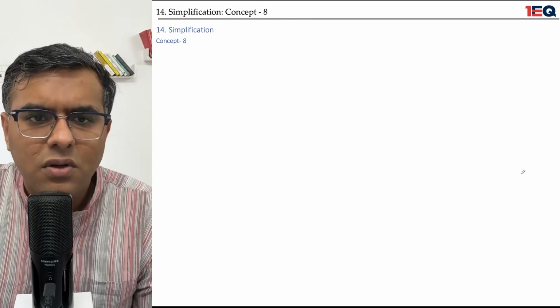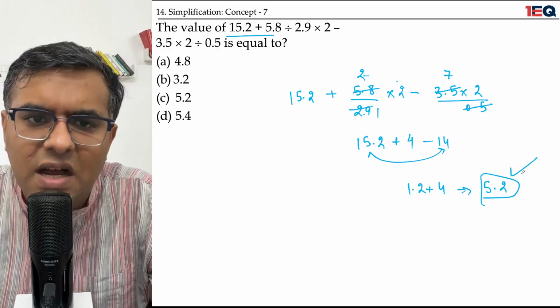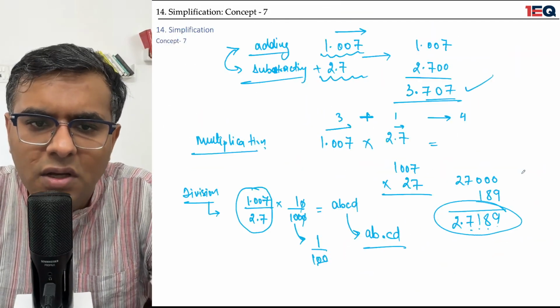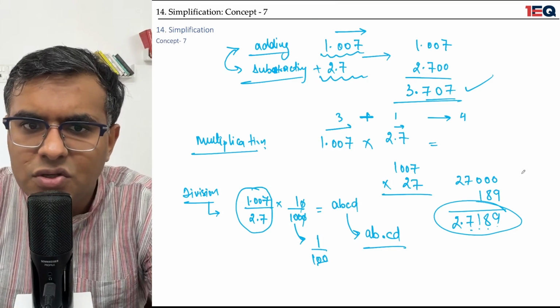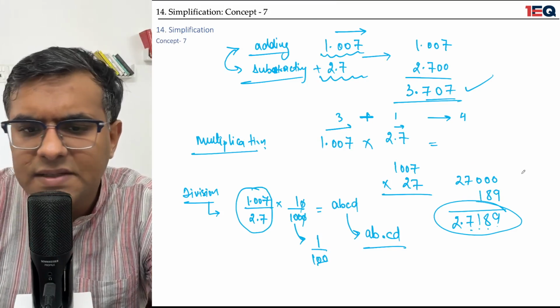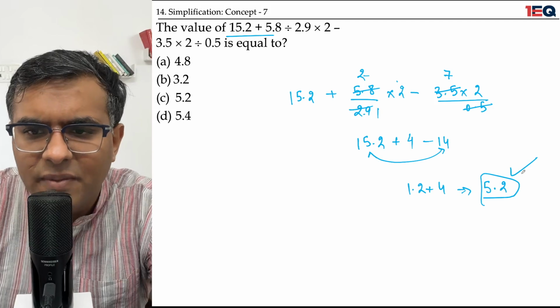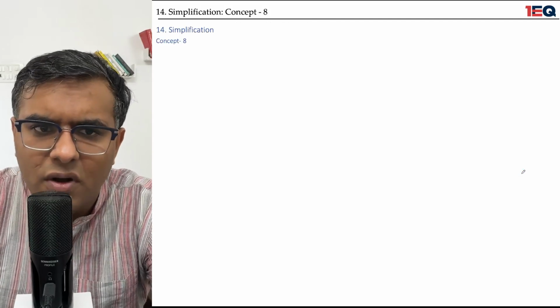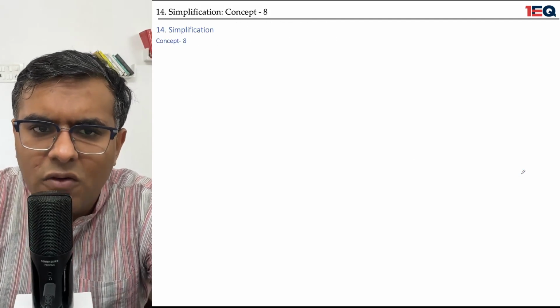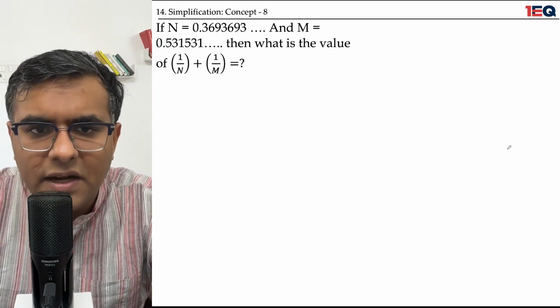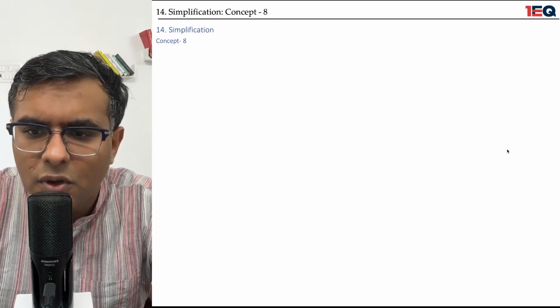Okay, so concept 7 is done with. We just have to take care of the decimals wherever they land. Okay, decimals wherever they land, the addition, the subtraction, the multiplication and the division has been discussed, and I've taken you through 3 of my good questions which have already appeared in the examination. Now we'll be talking about recurring digits in fractions.